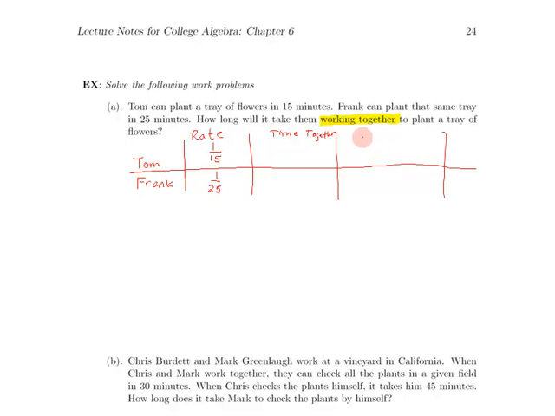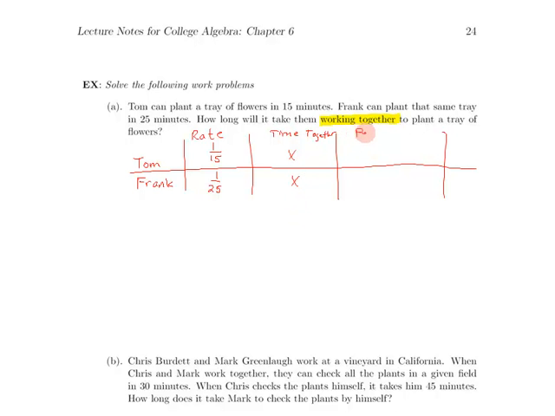Well, the answer is we don't know, right? How long will it take them to work together? That's the question. So we're going to put the variable here, and it's going to be the same. Now, for all combined work problems, this cell in your table and this cell in your table are always going to have the same value in them.